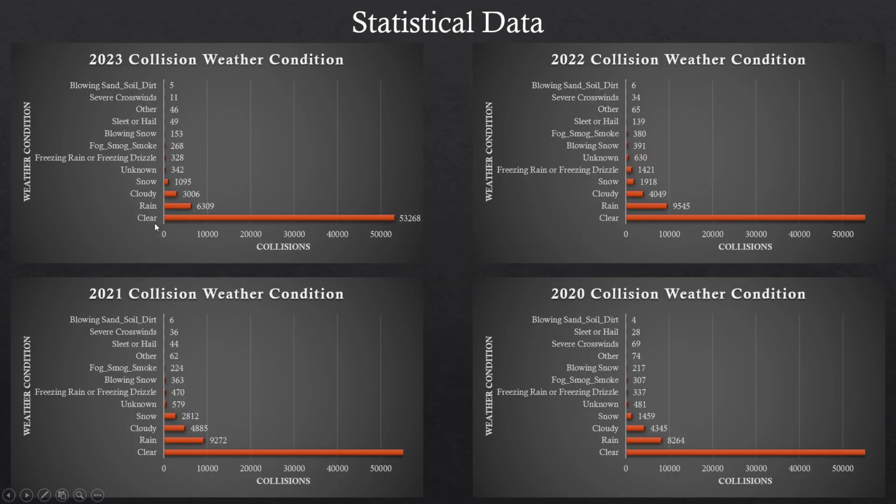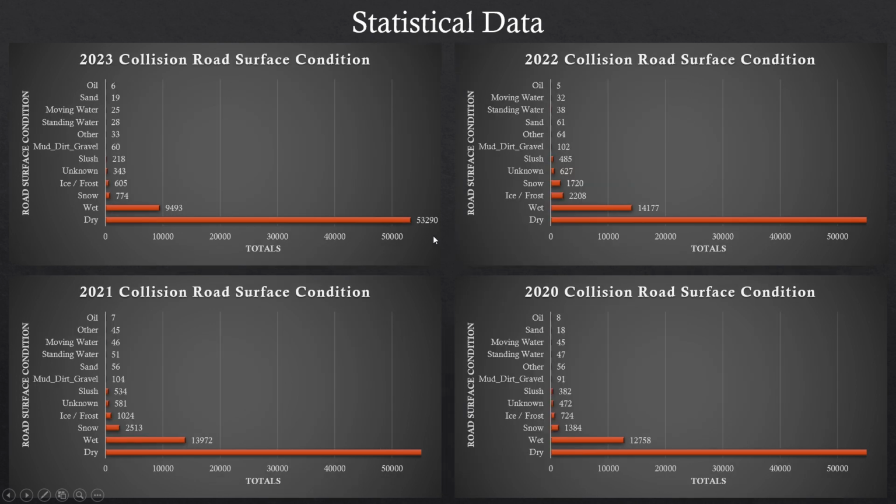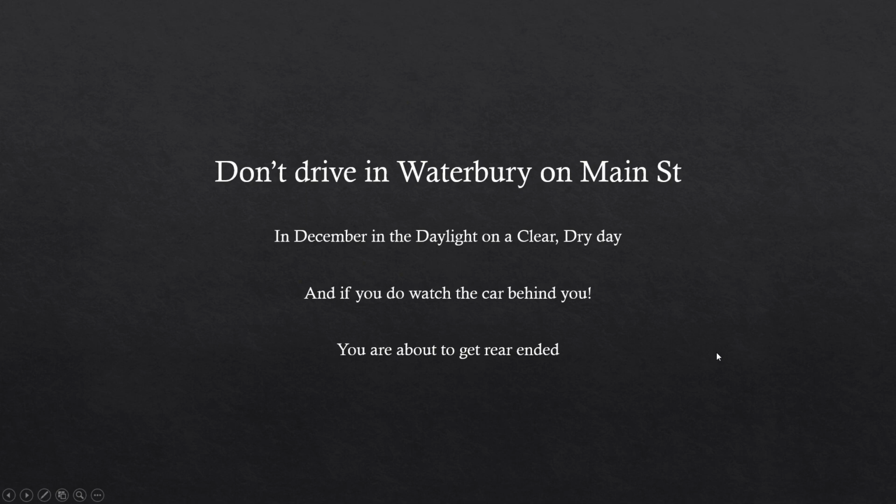Here we have weather conditions by year. So you can see clear, and almost every year has more accidents than you do in rain, cloud, or snow. Road surface conditions, dry seems to beat out all of the other road surface conditions every year as well, which is a bit surprising. And the moral of the story: don't drive in Waterbury on Main Street in December in the daylight on a clear, dry day. And if you do, watch the car behind you. You're about to get rear-ended.